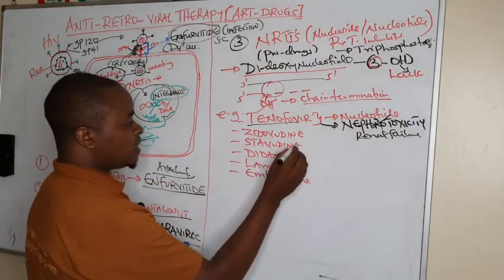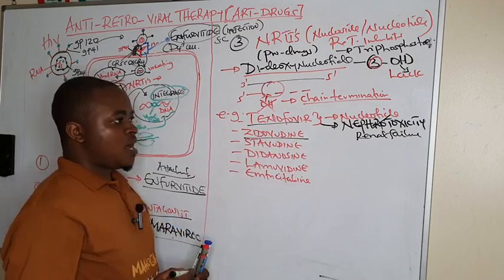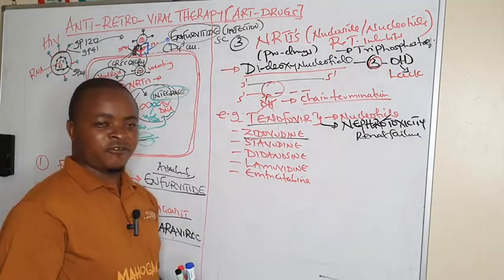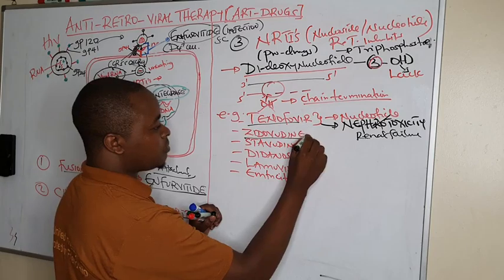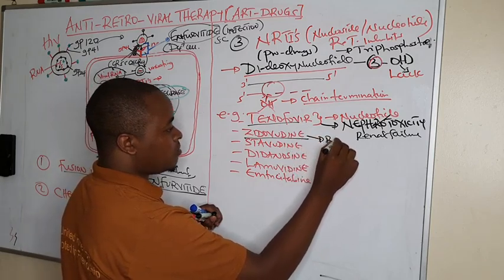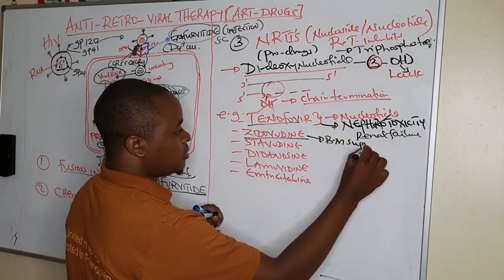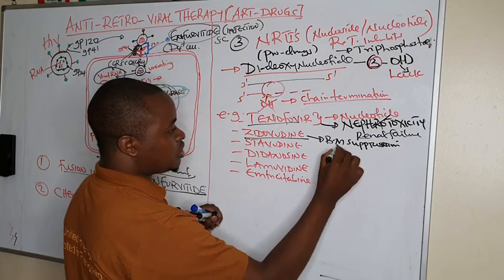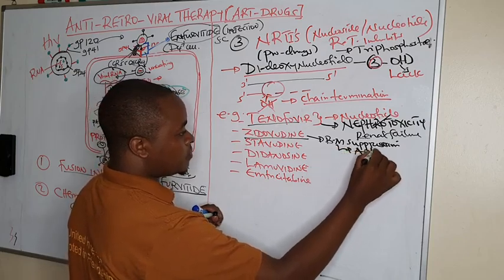Another drug is zidovudine, and its major side effect is bone marrow suppression. This one causes bone marrow suppression, and it can lead to conditions like aplastic anemia.